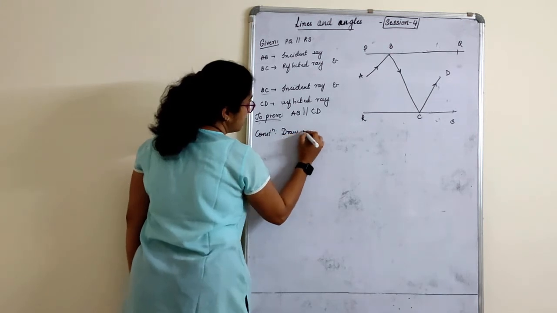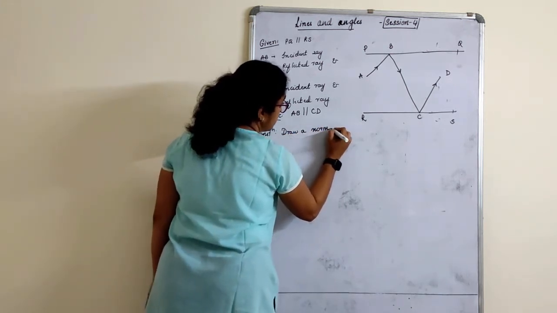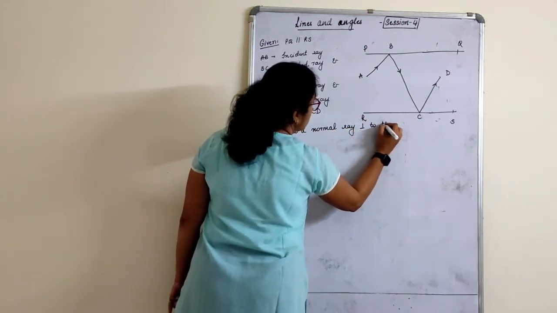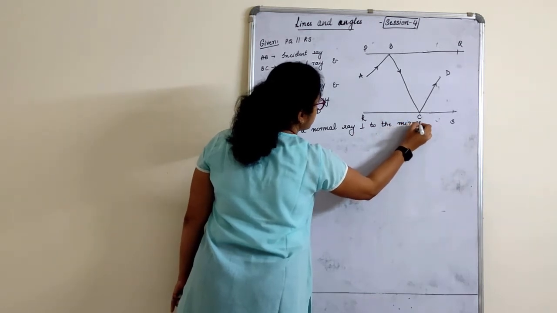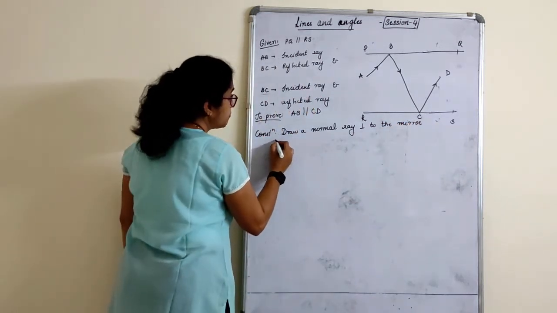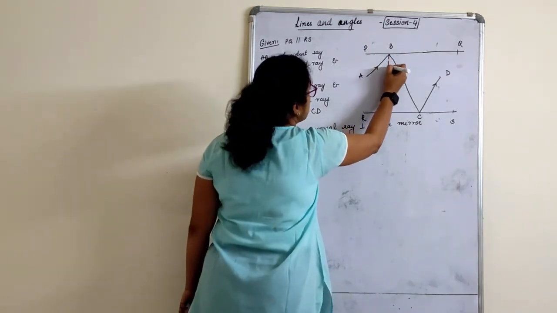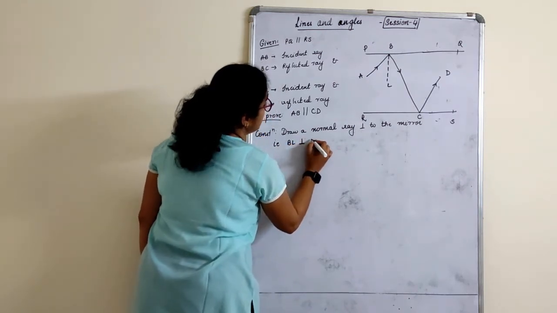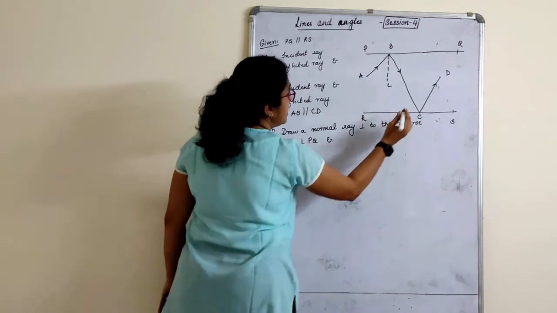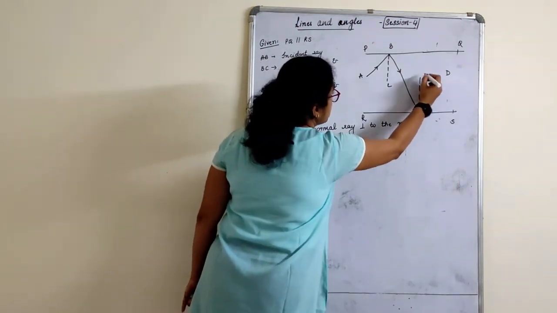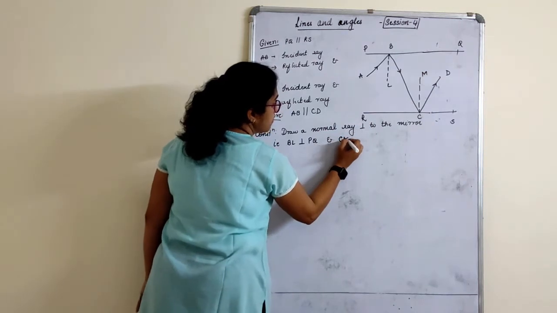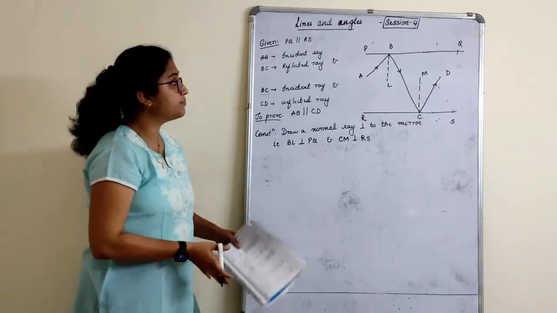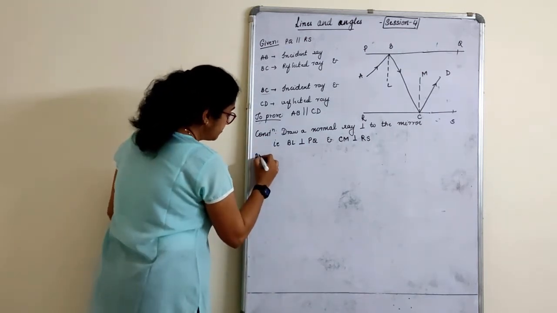Construction: draw a normal ray perpendicular to the mirror PQ, that is, BL perpendicular to PQ, and CM perpendicular to RS. Okay, this much is clear. Done. Proof 1.